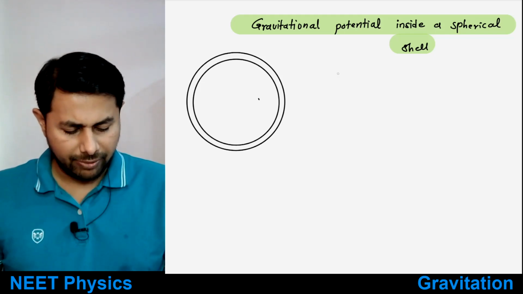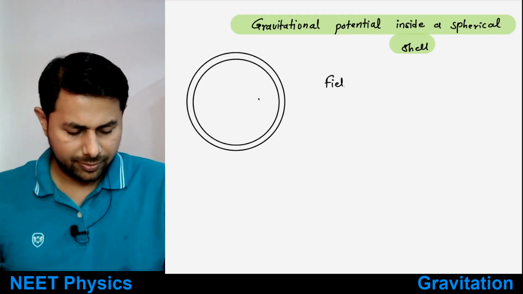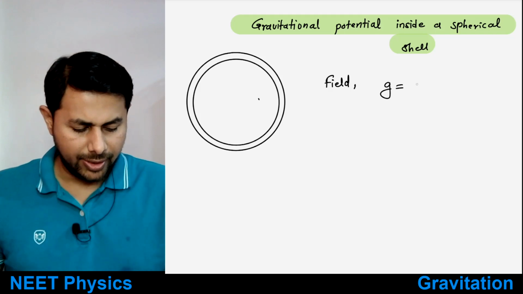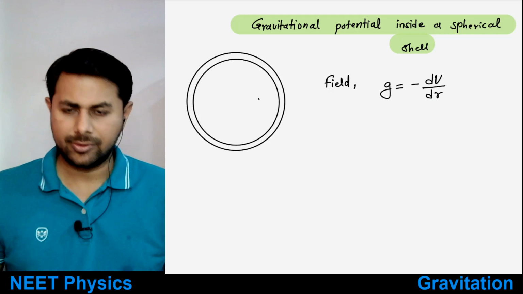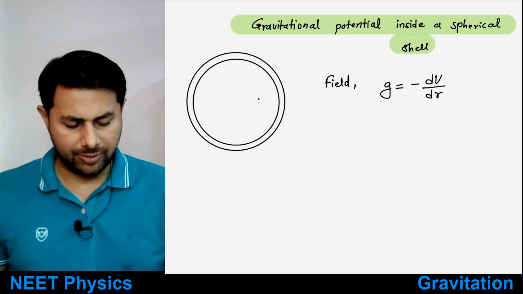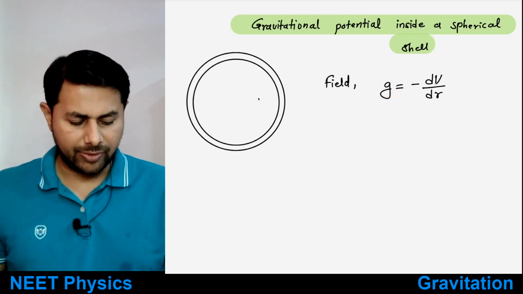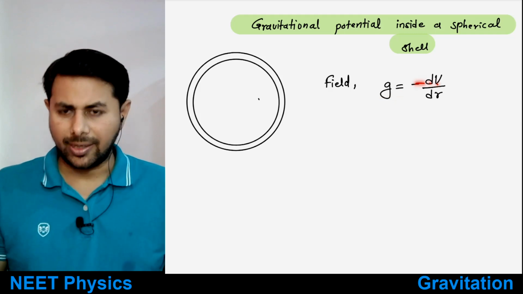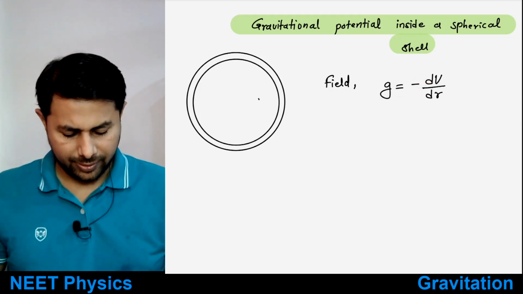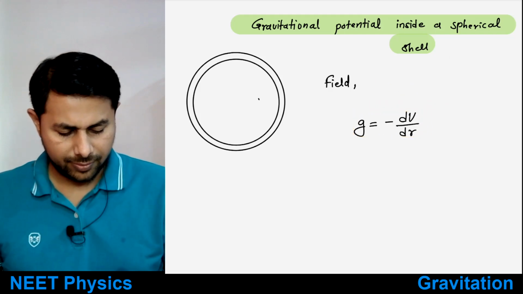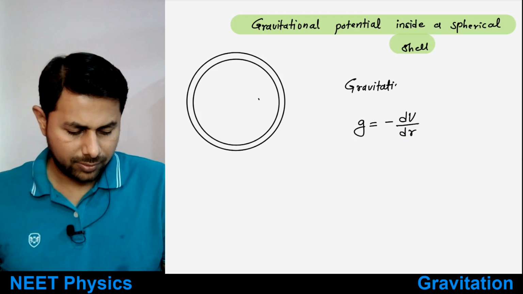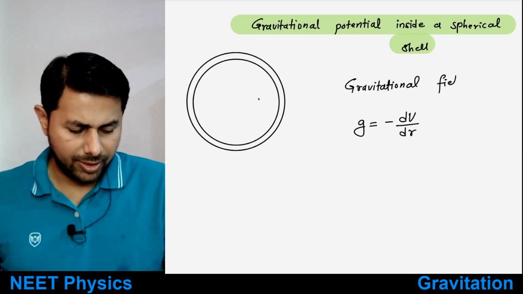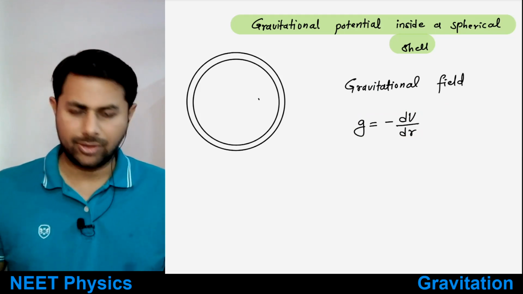So see, we know the gravitational field G is equal to what? It is minus of derivative of gravitational potential. We just saw this. Okay, G, gravitational field, is equal to minus of dV by dr.